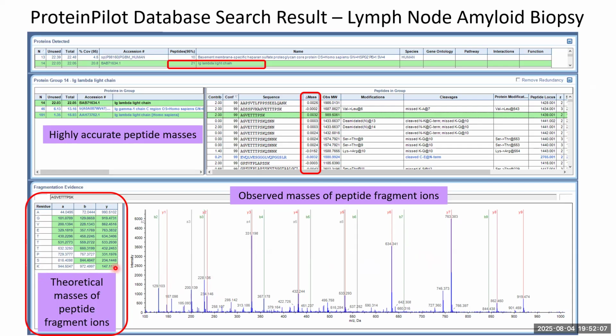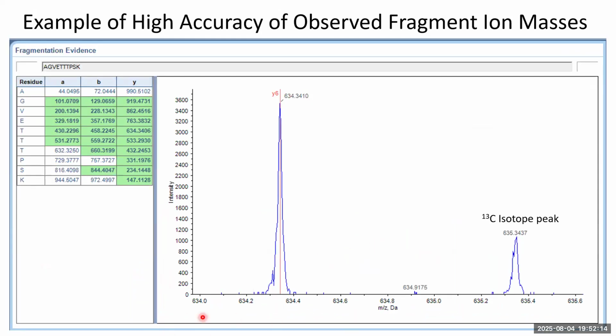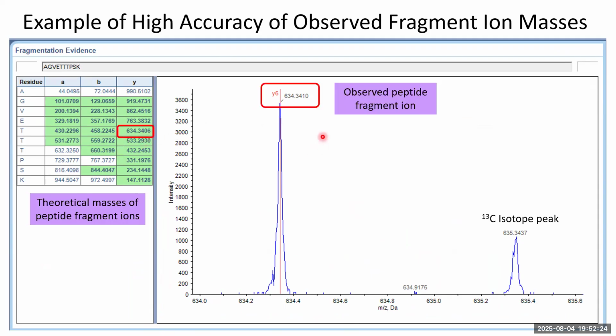So if we zoom in for a second to look at the fragment data, this one at 634, in just a Dalton and a half window here, we can see that in the table, the theoretical mass for this fragment is 634.3406. And here we're looking at an observed mass that's within 0.0004 AMU for our fragments. So even the fragmentation spectra are really highly accurately measured. It gives us really good confidence in our peptide identifications, so it gives us great specificity and selectivity.